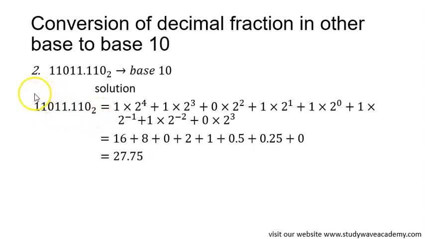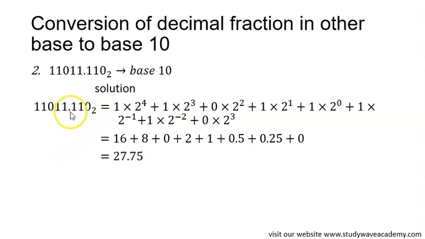1 times 2 raised to the power of the number you have up here. So it's 1 times 2 raised to power 4. Then the next number is 1 times 2 raised to power 3, plus 0 times 2 raised to power 2, plus the next one, 1 times 2 raised to power 1, because you have 1 up here. Then the next one, 1 times 2 raised to power 0, because you have 0 up here. Have we done that? Then we move over to the fraction part, after the decimal.